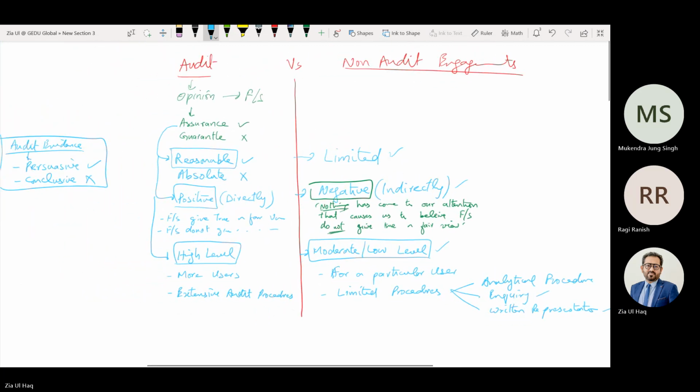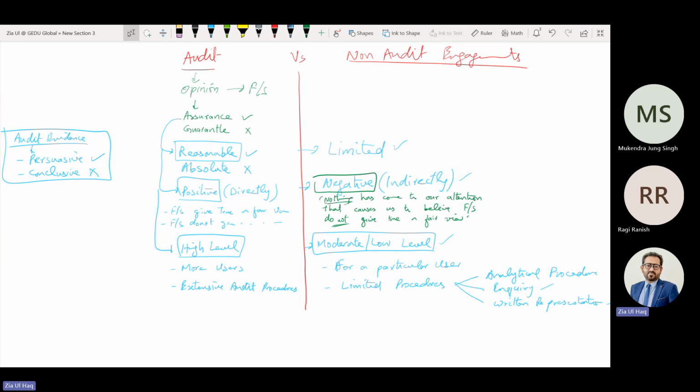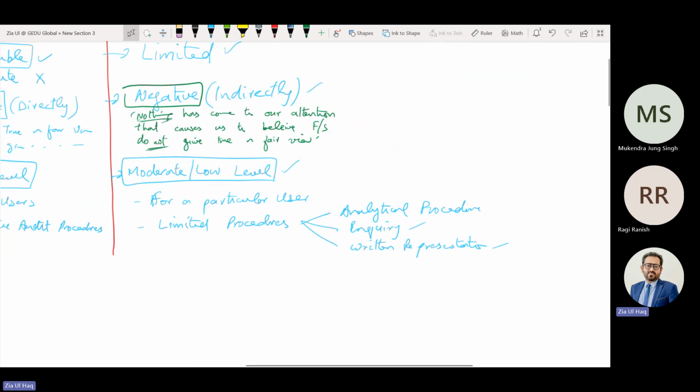So if the examiner asks what is the difference between reasonable, absolute, and limited assurance? Reasonable assurance means providing assurance below 100%. Absolute assurance means providing assurance 100%, near to a guarantee, and an auditor never ever provides absolute assurance. Limited assurance means providing assurance below reasonable. And we provide limited assurance in non-audit engagements due to application of 3 limited procedures, this, and this.